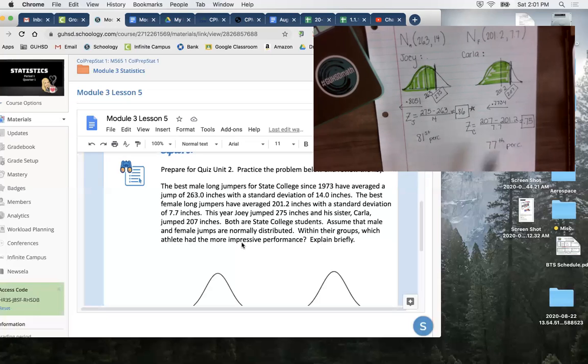So that right there is how we do one of those problems with z-scores and look them up. Hopefully that was helpful before you start your quiz.